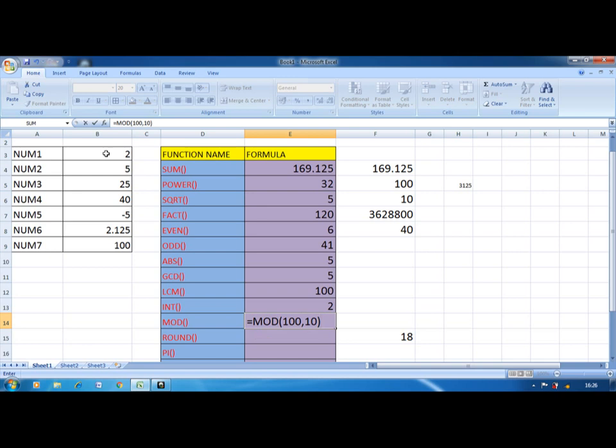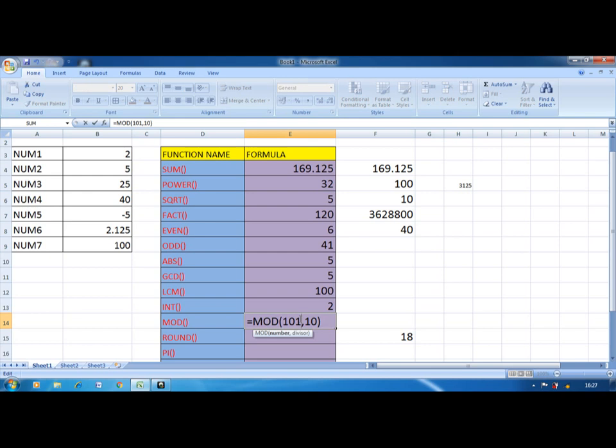If we divide 100 by 10, then the result will be 10. 10 is the quotient, but the MOD function is used to find the remainder. So if we divide 100 by 10, what is the remainder? The remainder will be 0. See, now instead of 100, I will use 101.